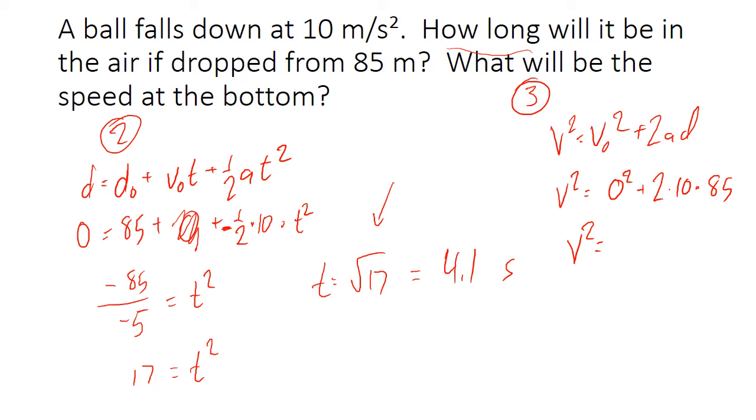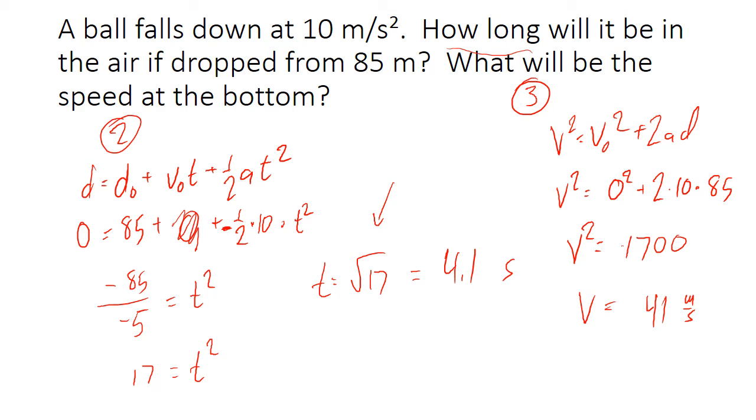Let's see, that's 850, which is going to be 1700. All right, and then I have to square root that. So v is equal to the square root of 1700. It's just going to be 41 meters per second. It's going to be going pretty quick.